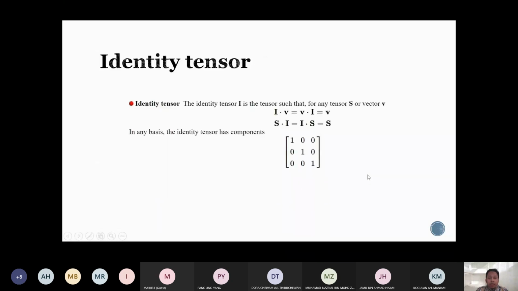Okay, so the identity tensor or identity matrix. The identity tensor I is the tensor such that if you multiply with it, you get the same tensor or matrix. So S times I gives S, and I times S also gives S. The identity tensor or matrix is in this form: a diagonal matrix with 1, 1, 1 on the diagonal, and the other elements are 0.